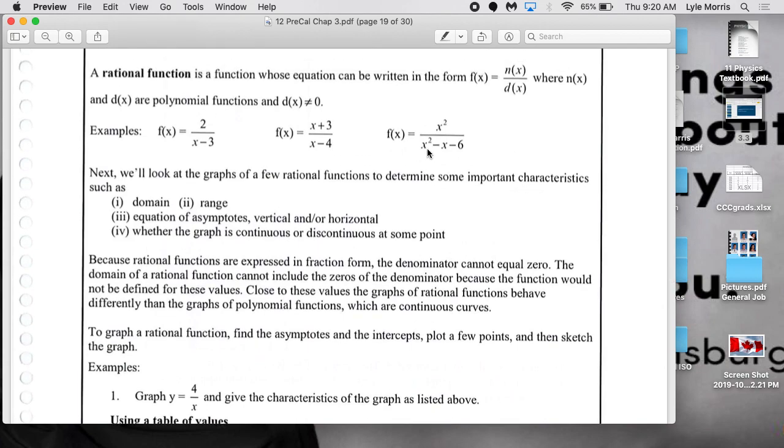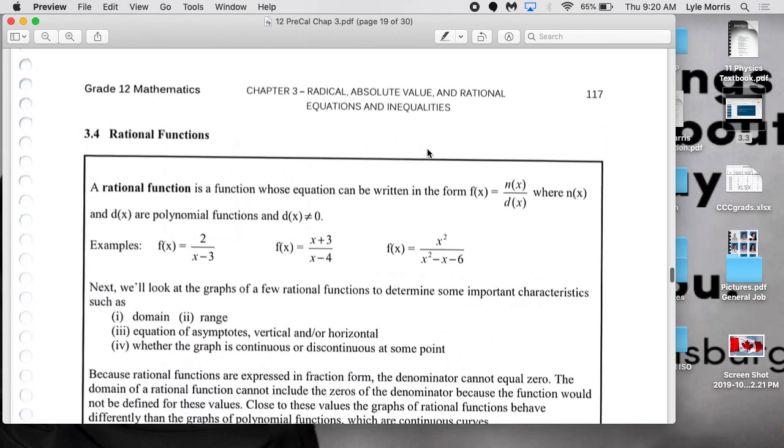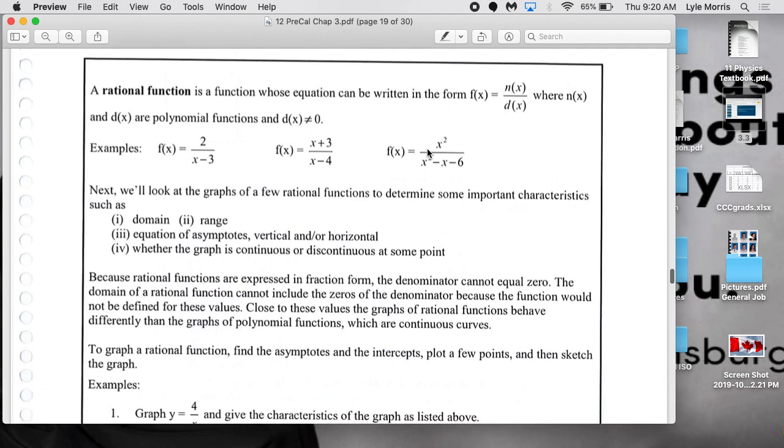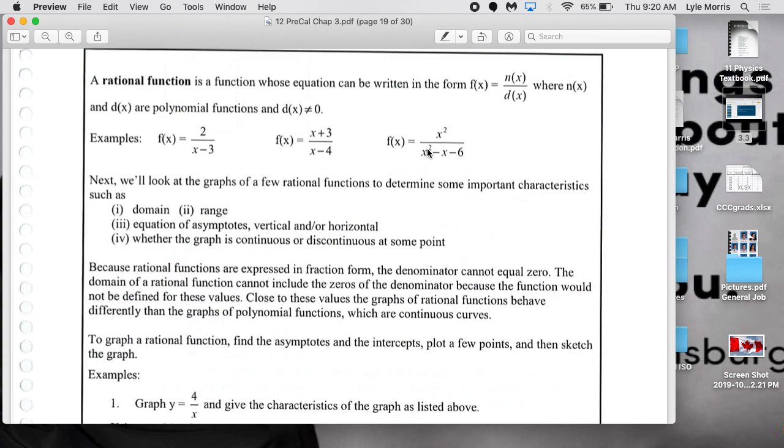Y equals, so this is example 1, page 117. That was a joke, it's not a hard one. Especially consider, I probably gave you the hardest one as an example yesterday. Y equals 4 over x.